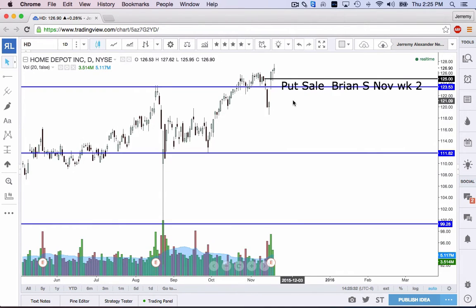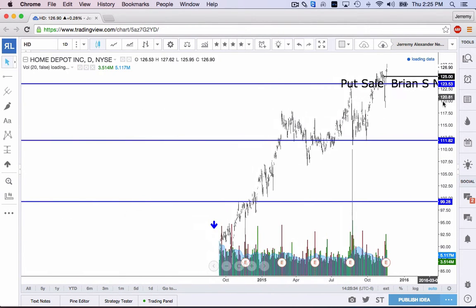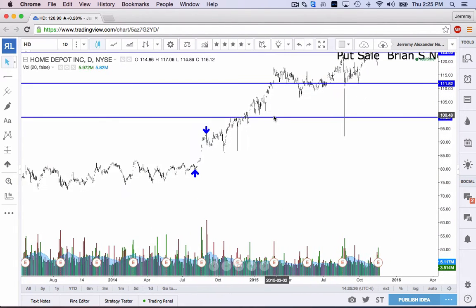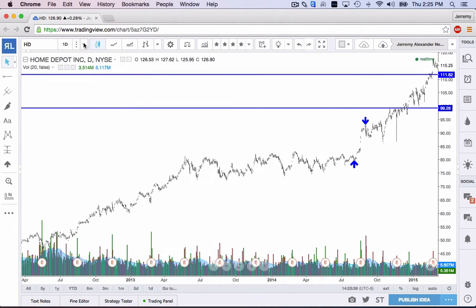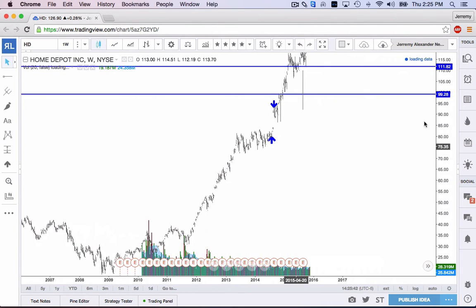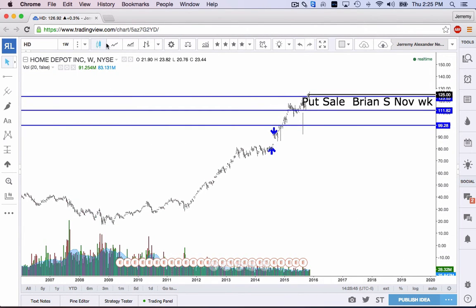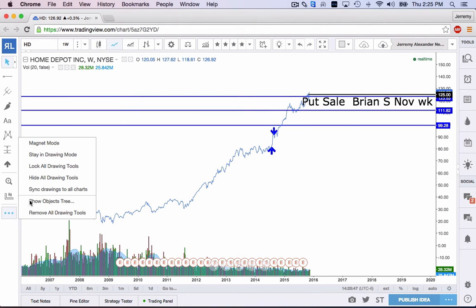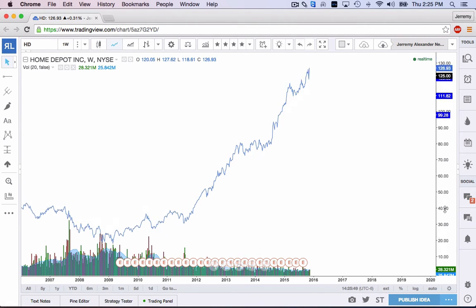Let's hop over here to Home Depot and look at Home Depot, and let's just ask really quick questions. I'm going to go to a weekly chart for just a moment, and we'll practice this again on Home Depot, and you guys will get some of the gist of what I'm talking about. Here is the line. I'm going to hide all of my analysis here for just a second so it makes it a little bit easier to see.